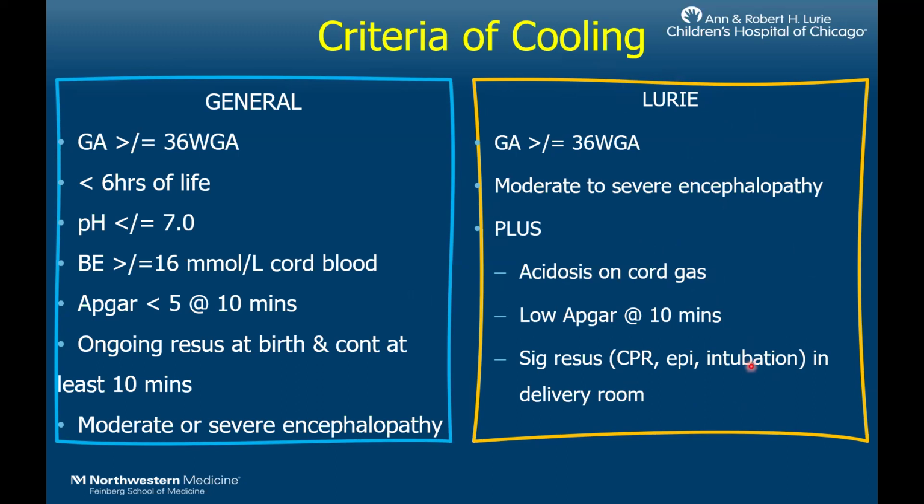But obviously, there's always a little bit of wiggle room. Again, we look for that sort of gestational age, and it's always that moderate to severe encephalopathy plus acidosis and the low APGAR and the significant resuscitation.